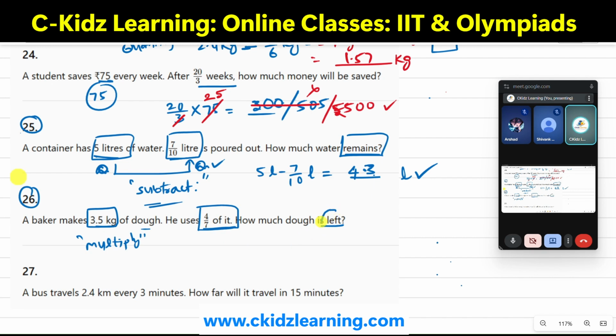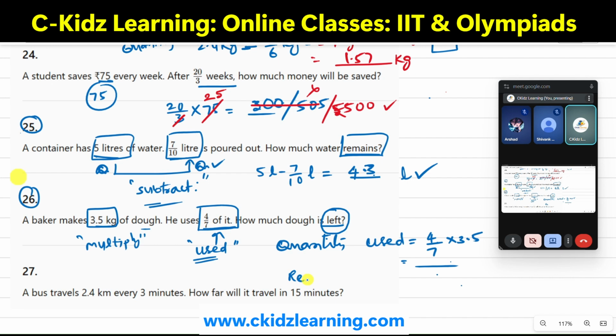And he was saying how much is left, not how much used. This part is representing how much is used. Okay, first find the quantity used. Quantity of dough used is equal to 4/7 times 3.5. You will get the amount used and remaining. You have to subtract from 3.5 kgs. 3.5 kgs minus that quantity.